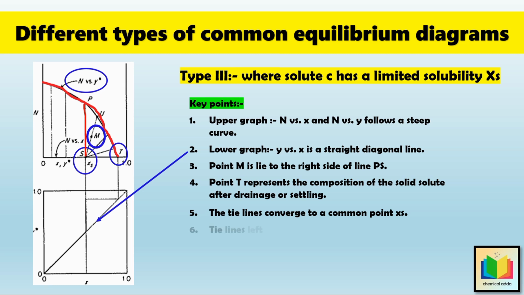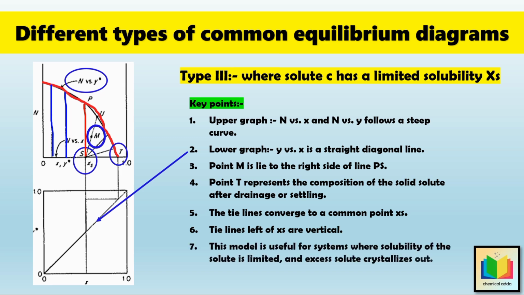Then we can see that the tie lines which lie on the left side of point XS are vertical. So, for mixtures to the left of line PS, tie lines are vertical, which indicates no adsorption and simple equilibrium behavior, that is the liquid associated with solid has the same composition as bulk liquid. Hence, this model is useful for systems where the solubility of the solute is limited and excess solute crystallizes out.